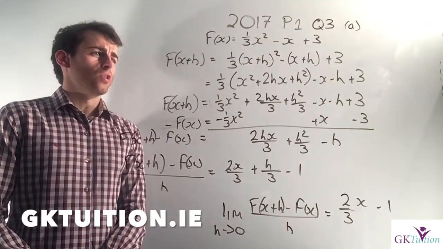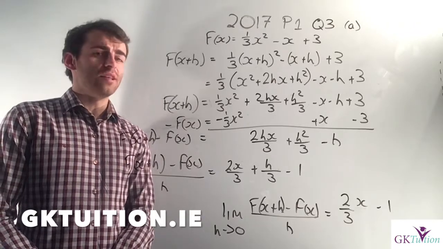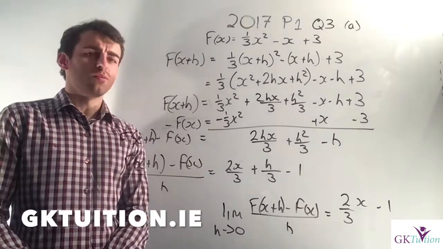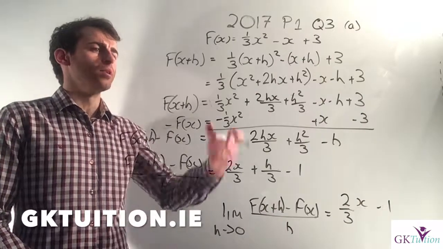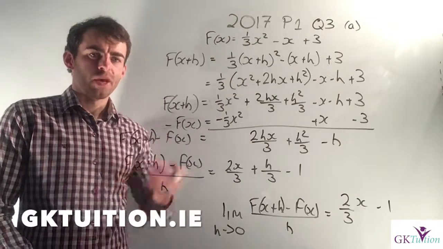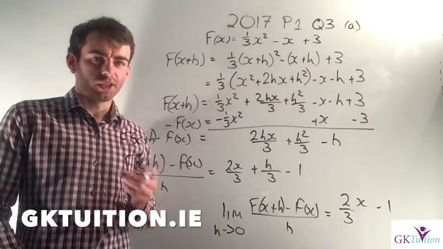Now the question that I've chosen to go through here is 2017 Paper 1 Question 3 Part A. In this question we're asked to differentiate from first principles f of x equals 1/3 x squared minus x plus 3. So I've already worked my way through this question.